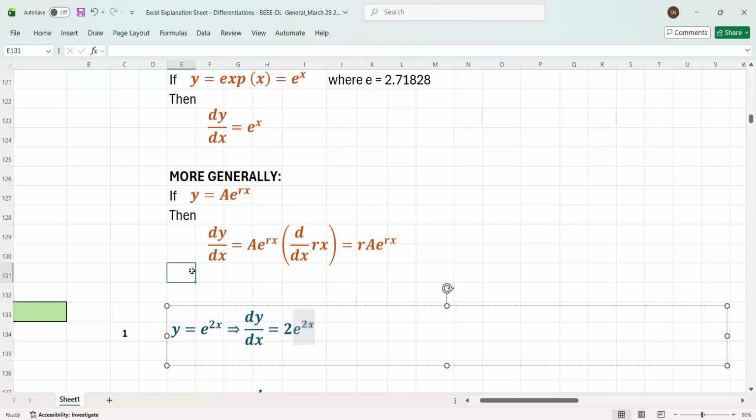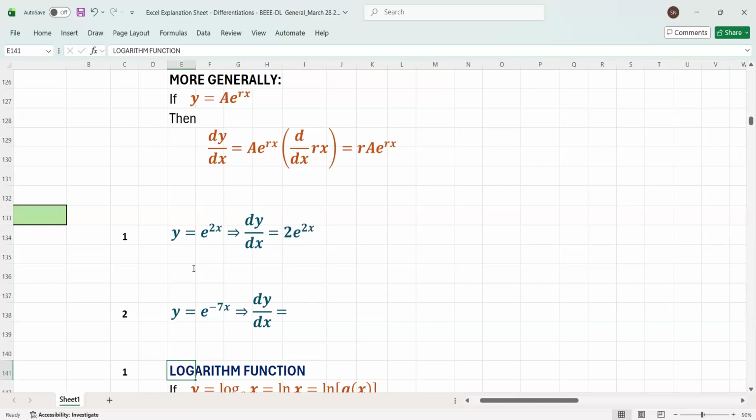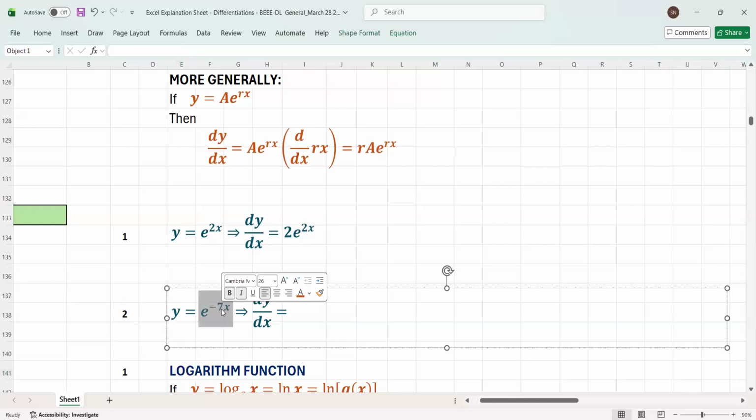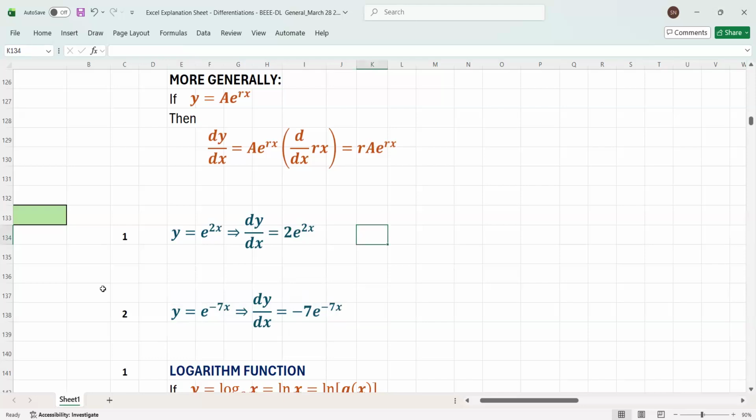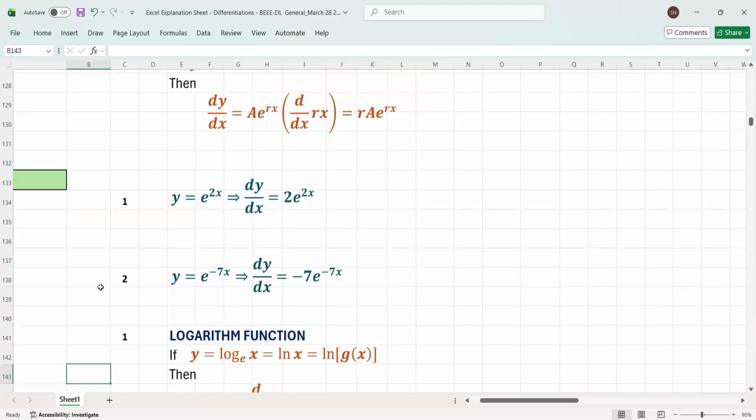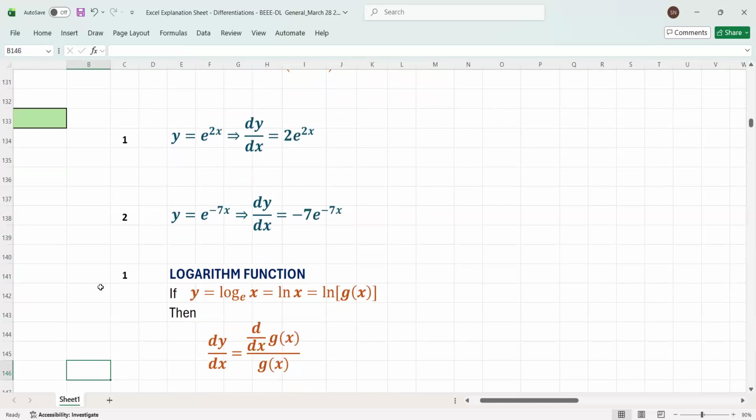Do I have any more examples? What about e raised to the power negative 7x? Again, if you differentiate negative 7x, you are going to get negative 7. So that should be negative 7. And then you repeat the function, e raised to the power negative 7x. So exponential functions are that straightforward. If they want you to leave your answer in the form of an inverse, you can do that.